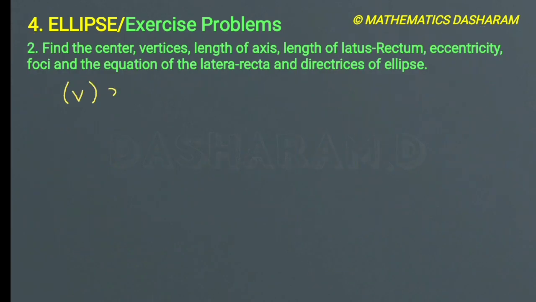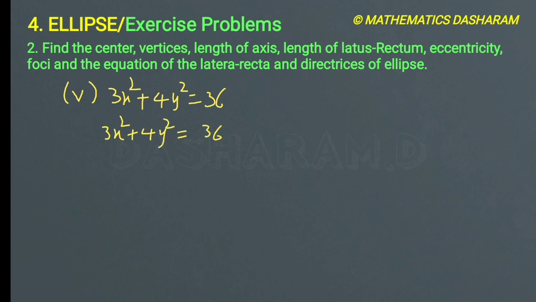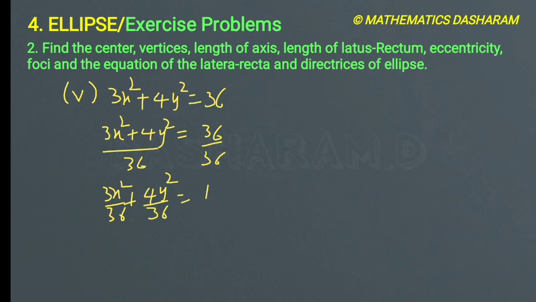Fifth question, 3x square plus 4y square equals 36. Let's convert into standard form. So divide LHS and RHS by 36. Now split into fractions: 3x square by 36 plus 4y square divided by 36 equals 1.